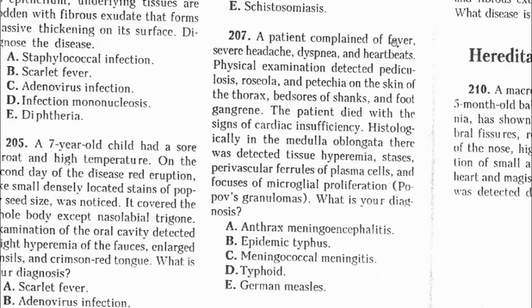207. A patient complained of fever, severe headache, dyspnea, heartbeat. Physical examination detected pediculosis. In pediculosis, we are talking about what? A louse disease or a lice disease. Okay. So, roseola and petechiae on the skin of the thorax, bedsores and so on. Alright. So, this louse disease is also called what? Epidemic typhus. So your answer is B. Don't think too much.